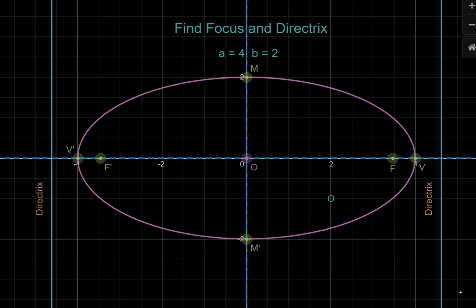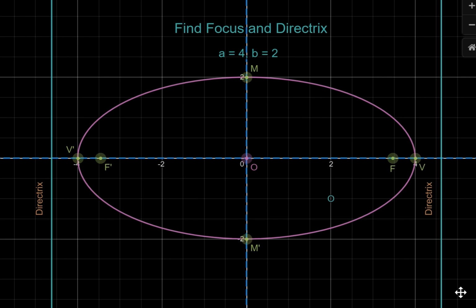Now with this, you get the coordinates for the vertices, which are on the x-axis, and therefore 4, 0 and minus 4, 0 are the two coordinates for the vertices. Co-vertices will be at 0, 2 and 0, minus 2. Now the question is, what is this length? Length of major axis is twice a. a is 4, so it is 8 units, and the length of minor axis is twice 2, which is 4 units.